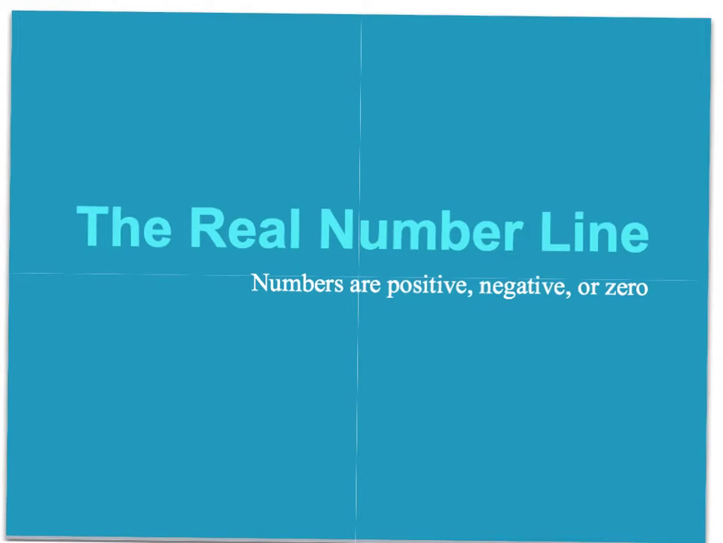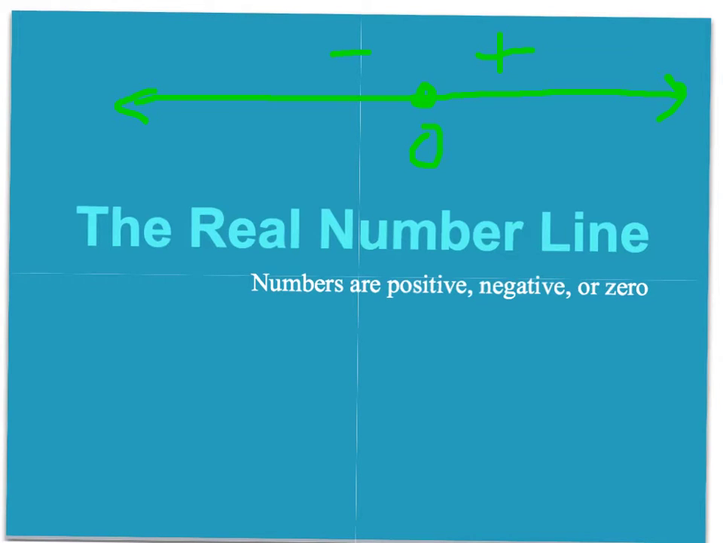Today we're going to talk about the real number line, I guess as opposed to the fake number line. The number line is a graph of numbers, and numbers are either positive, negative, or zero. So a number line looks like this. In the middle we have our 0 point. To the right of the 0 point we have our positive numbers, and to the left of our 0 point we have our negative numbers.